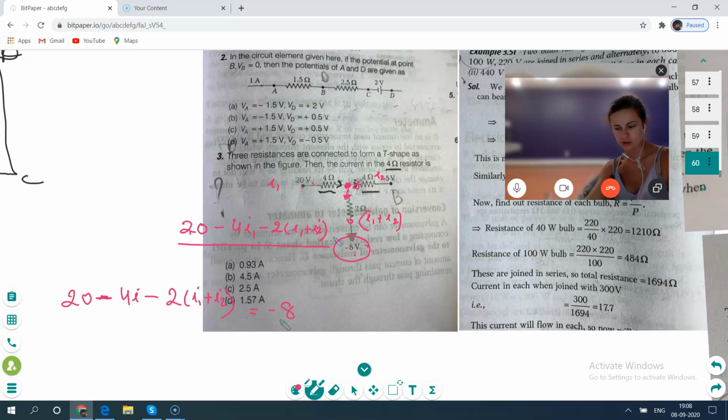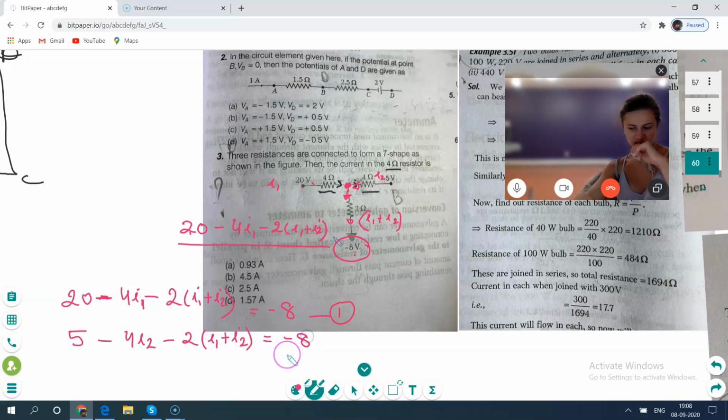And then I take from a different side. Please take it. And then I take 5 minus 4 I2. 5 minus 4 I1, I have forgotten here. You just take care of this one. So minus 4 I2 minus 2 I1 plus I2 is equal to minus 8 also. Is it clear?